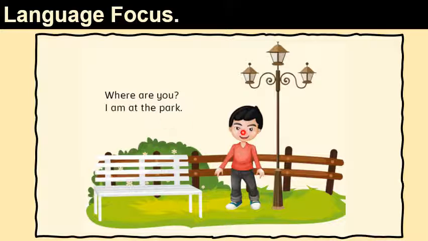Look at this boy. He is at the park. So ask him, where are you? So he answers, I am at the park. Okay, now, dear students, where are you? Where are you? You can say, for example, I am at home.